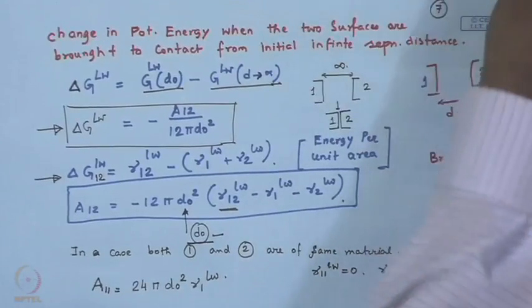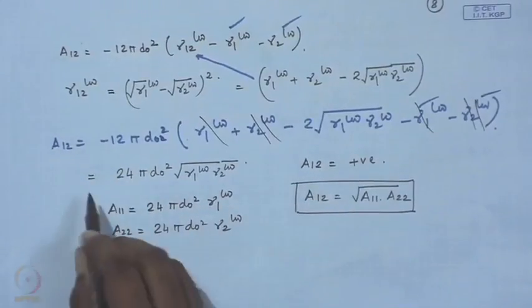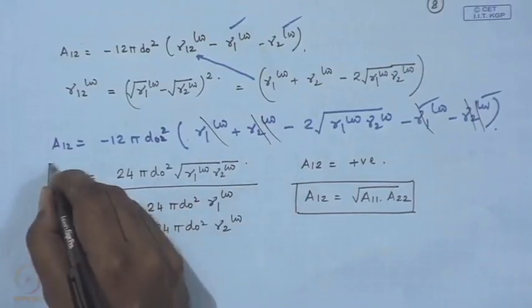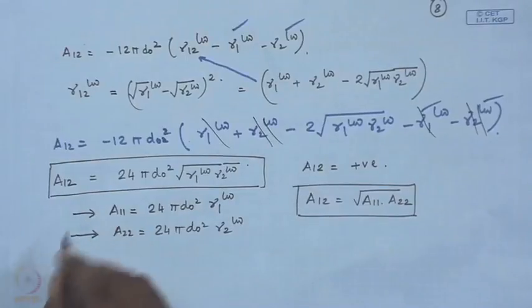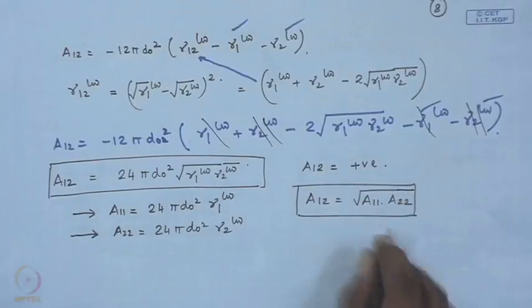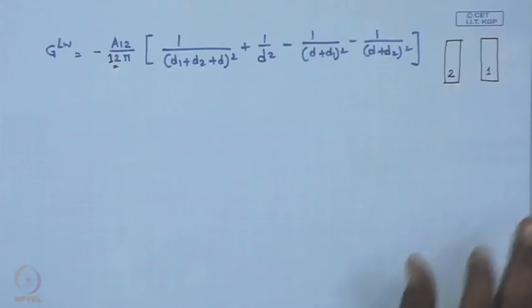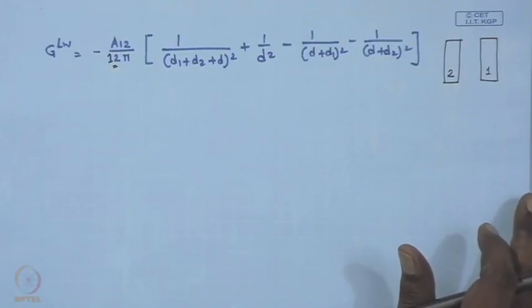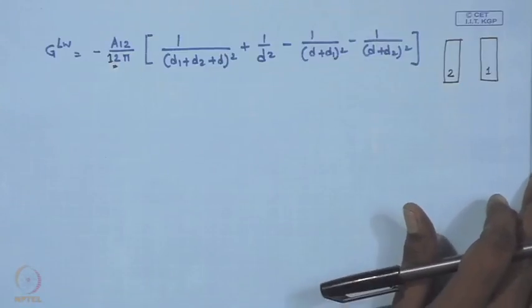We also showed that A12 can take this functional form. These are some of the expressions which we will be needing, and A11 and A22 have these functional forms, and of course, one can show that A12 is under root of A11 into A22. Well, we start to build our concepts from this point. Okay.